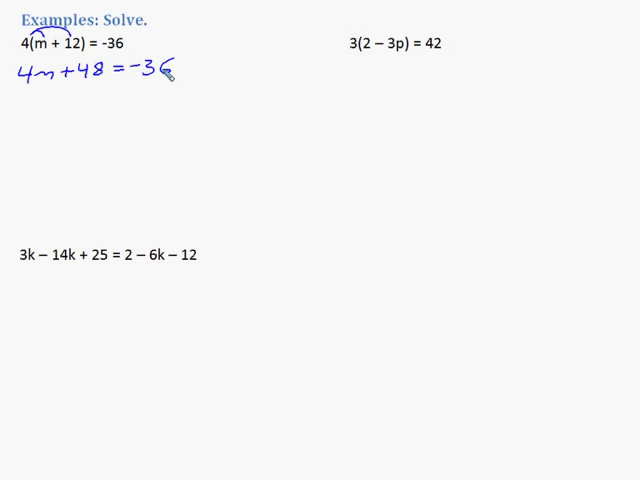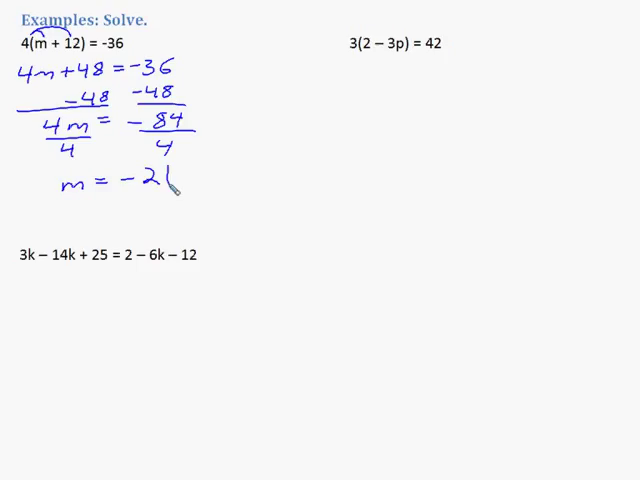And then we're going to use our properties of equality. Here we see that 48 is added to the term with the variable, so we're going to subtract 48. And when we do that, we're left with 4m equals negative 84. And then dividing both sides by 4, we get m is equal to negative 21.